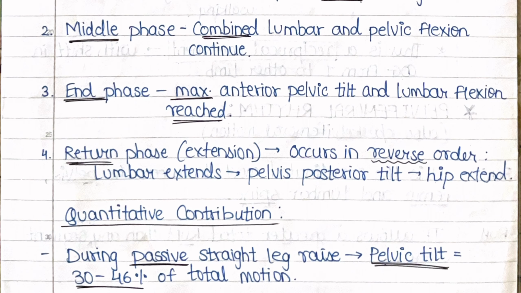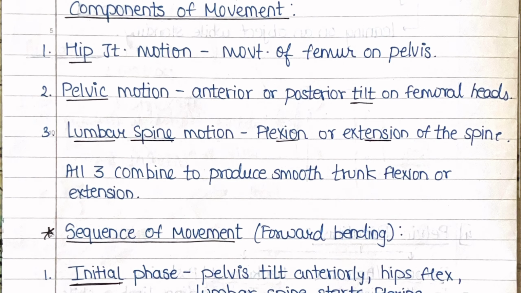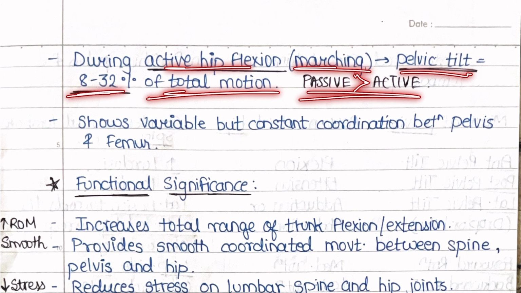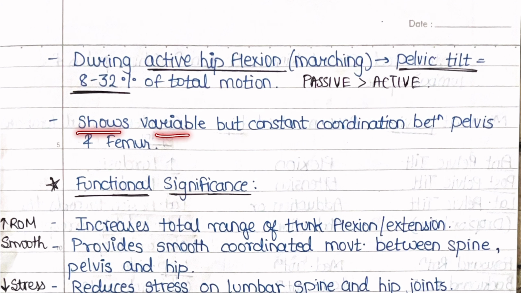So, what is its quantitative contribution? During passive straight leg raise, pelvic tilt is equal to 30 to 46% of the total motion. So, among these, pelvic tilt contributes maximum. Then, during active hip flexion or marching, pelvic tilt gives 80 to 32% of the total motion. So, here passive is greater than active, and it shows variable but constant coordination between pelvis and femur.